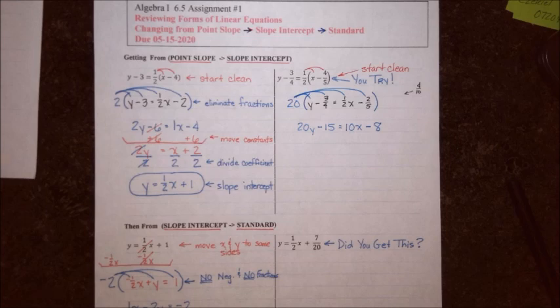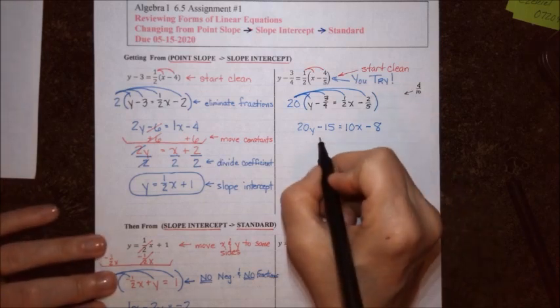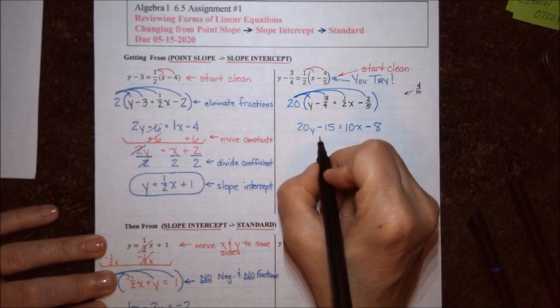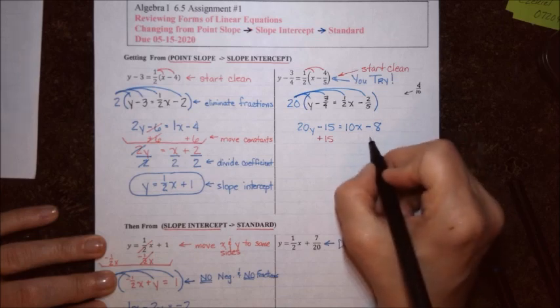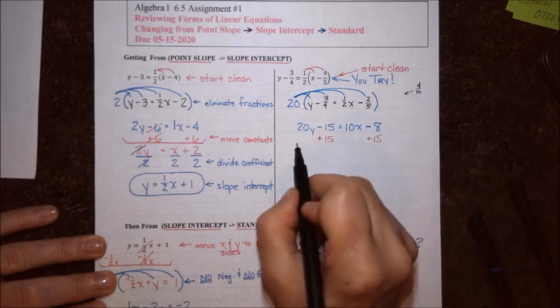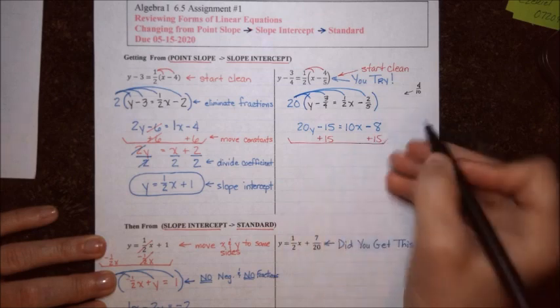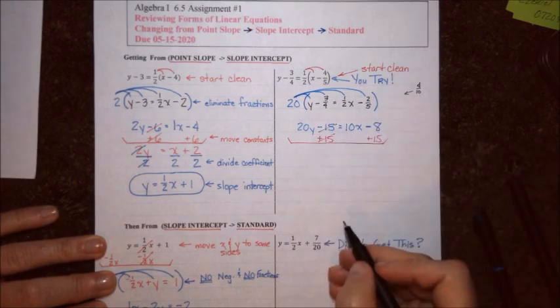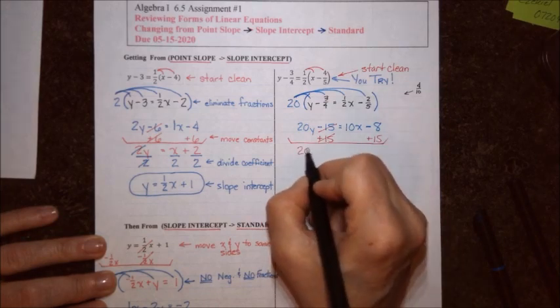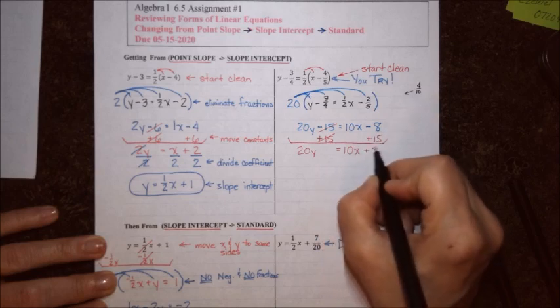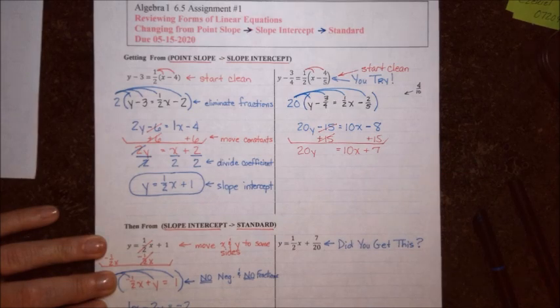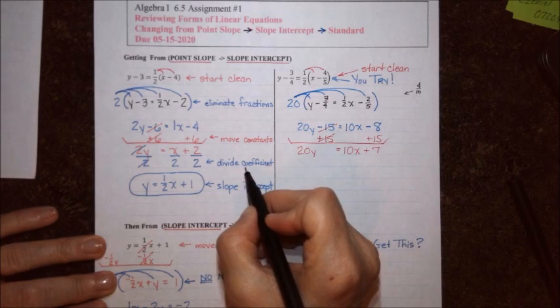Now it's all a matter of shifting. We want to get from point slope to slope intercept. Step 2, let's move these constants. Well, the opposite of a negative 15 is a positive 15, inversely, which means we're going to add that constant to the other constant. This cancels on one side, but that leaves me 20y equal to 10x plus the difference of 15 and 8, which is 7.